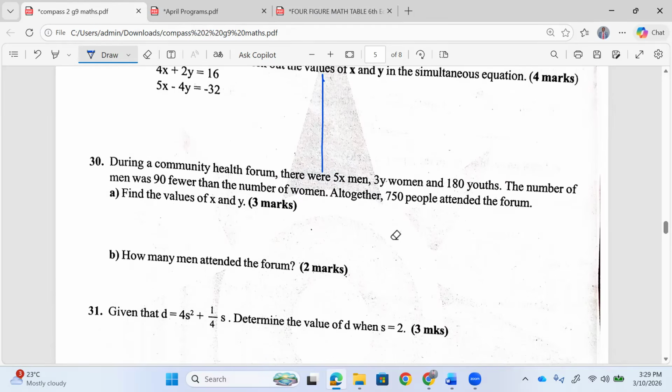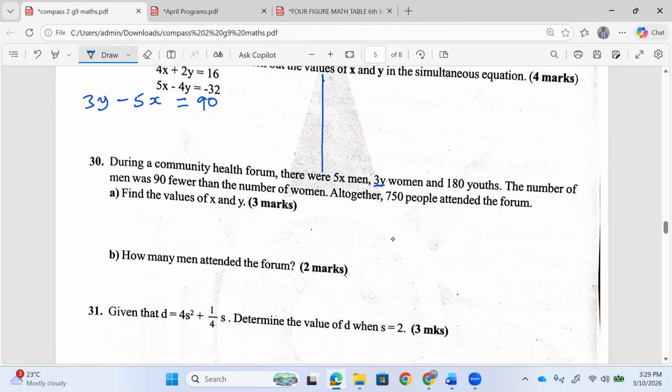So in this community health forum, there were 5X men and 3Y women. Then the youths were 180. The number of men was 90 fewer than the number of women. It means the women were more than the men by 90. If men are 90 fewer, then women are 90 more. When you pick the number of women, 3Y, and you subtract the number of men, 5X, you're supposed to get 90. So the difference between men and women is 90, and it is the women that are more. So 3Y minus 5X equals 90.